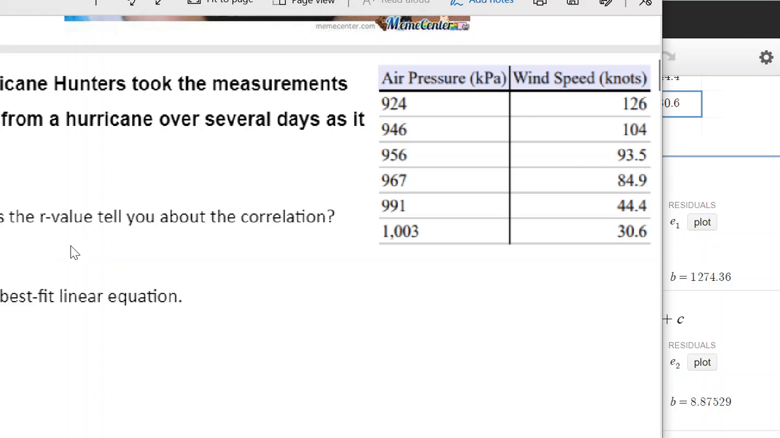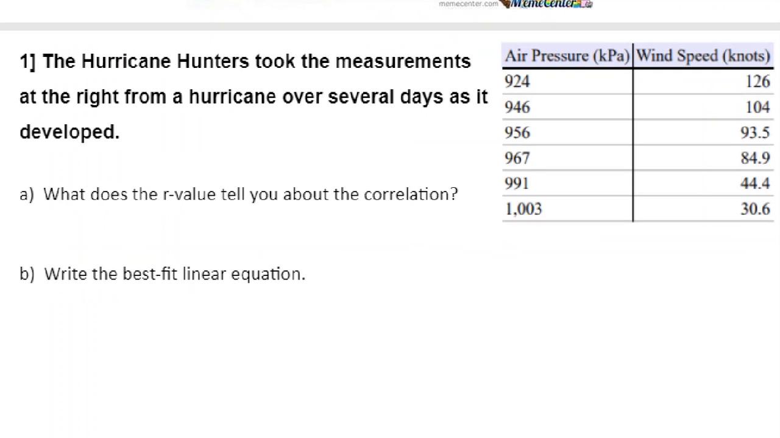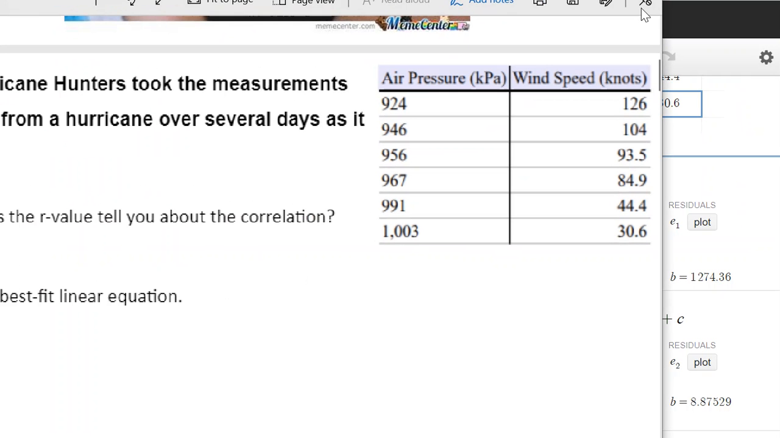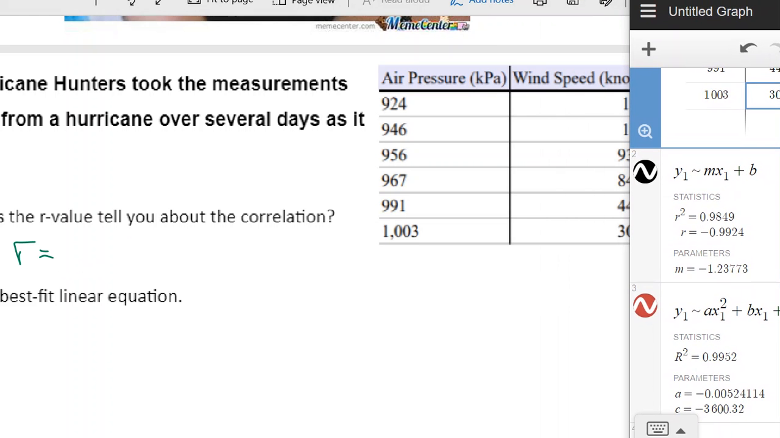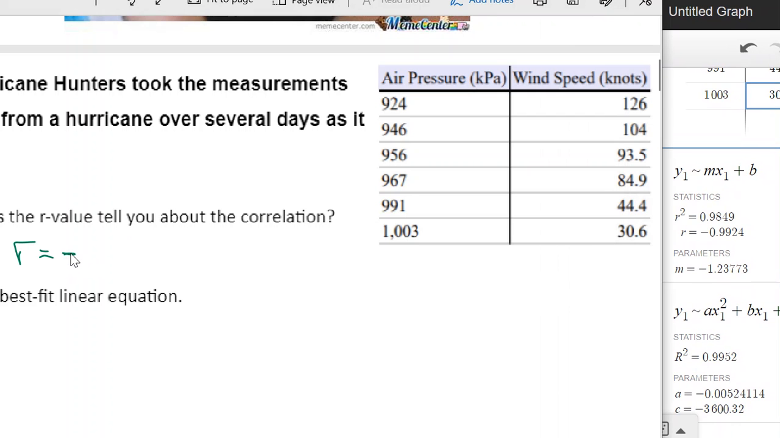If the R value, well, I guess it would be nice if I had a pen to write with. All right, if the R value equals negative 0.9924, then I would call this a strong negative correlation.